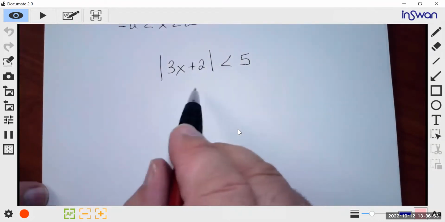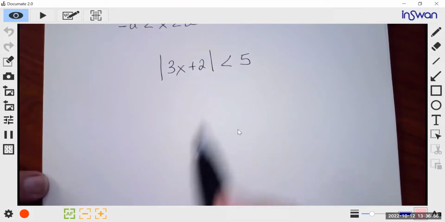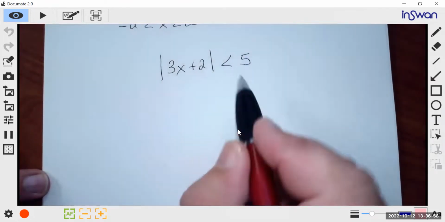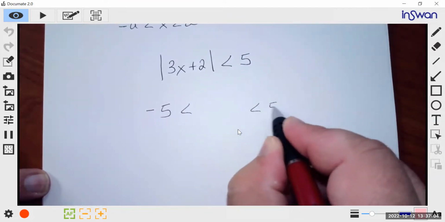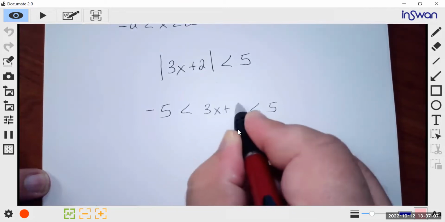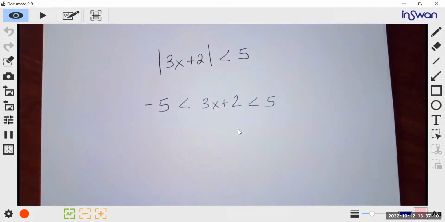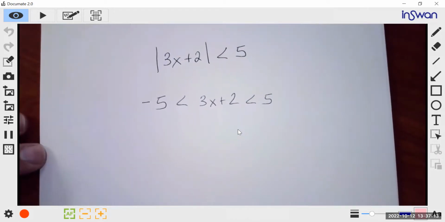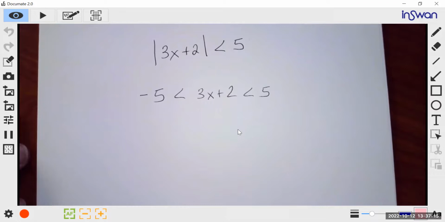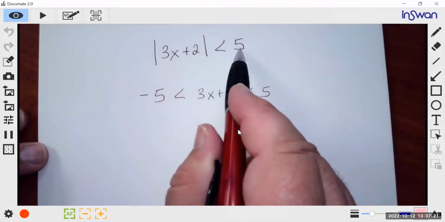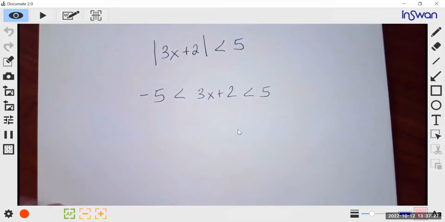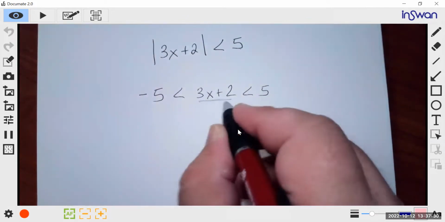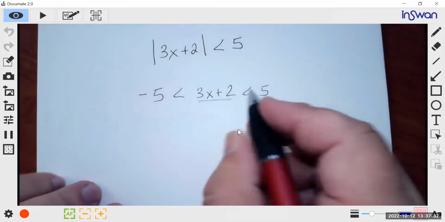So, is the absolute value isolated? Yes. So if I drop the absolute value, what happens to this? Right. Whatever's inside the absolute value sits in between positive and negative 5, because if it's less than positive 5, that means it has to be greater than negative 5. Again, now we will only worry about the middle.